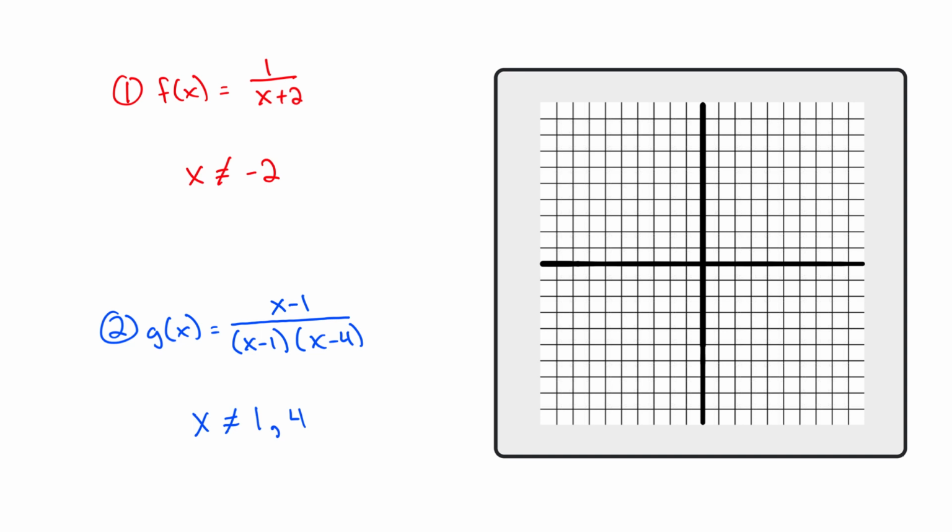So for problem number 1, I have f of x equals 1 over x plus 2. I know that x cannot equal negative 2. That is called a discontinuity. Before I even start to graph this, I want to write that. You will not, but I want to make sure that we write it on our notes so that you understand what this means once we get to the graphs. Discontinuity.